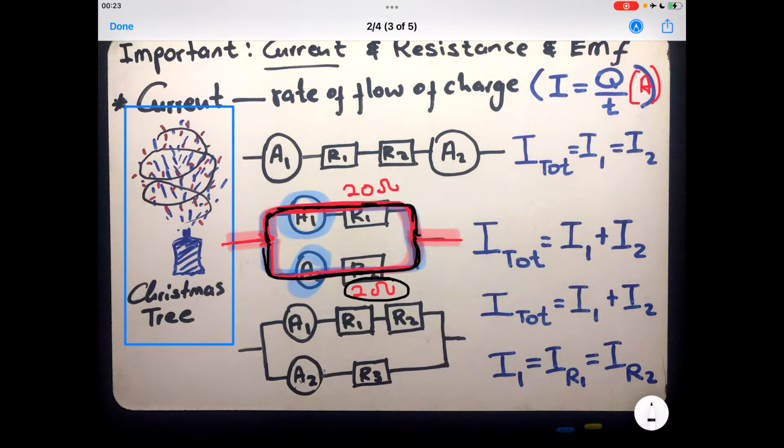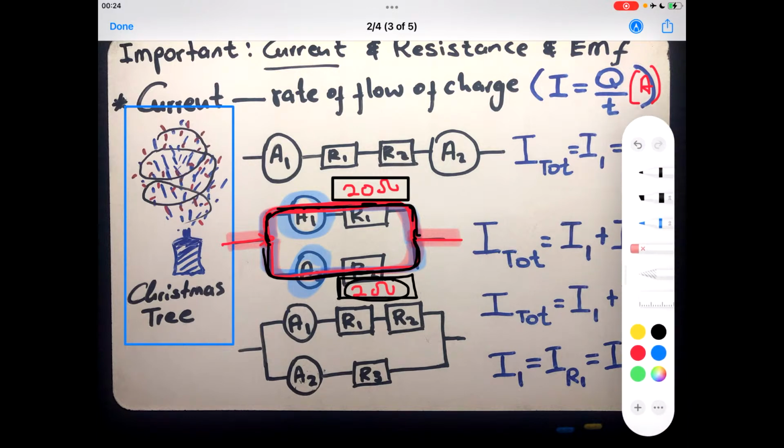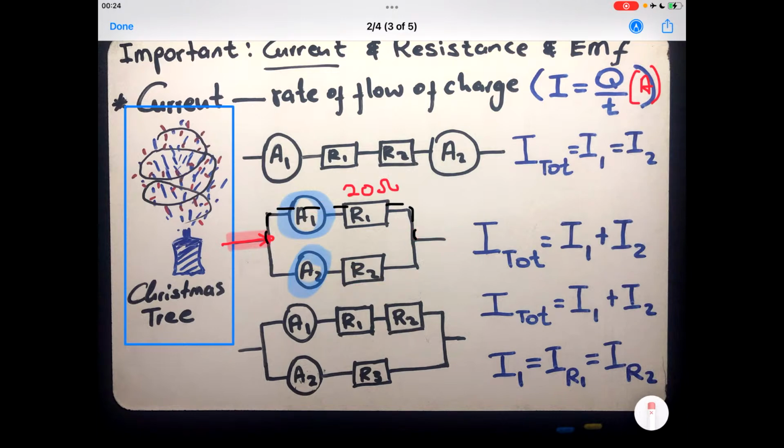So this will help you in a situation where you need to understand on which side you are going to have more current. So more resistance, less current. Less resistance, more current. So let me remove all of that and very quickly discuss the last type of connection.